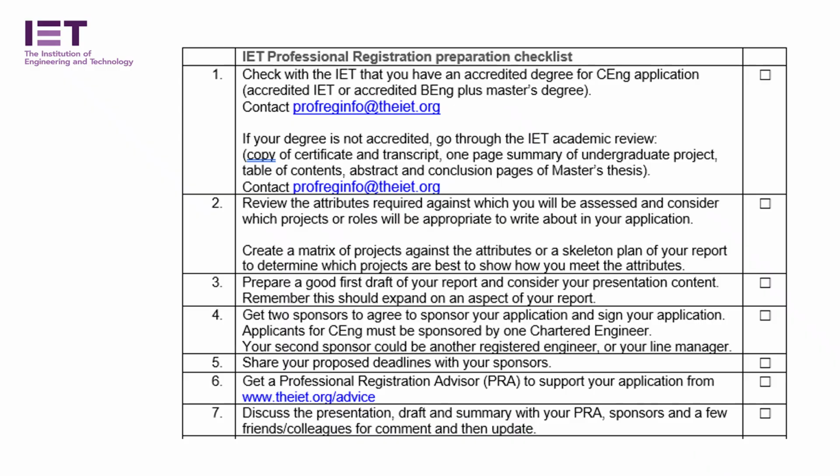Afterwards, you can start to review the attributes. So those are the competences that you need to demonstrate. Create a matrix of projects you've done and see how you can extract evidence to show that you've demonstrated the competence. This is something we can help you with. So contact us if you need help with articulating what you've done in a report.